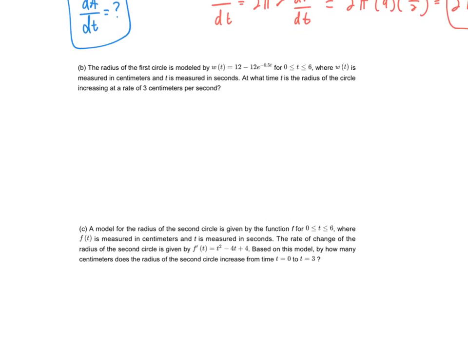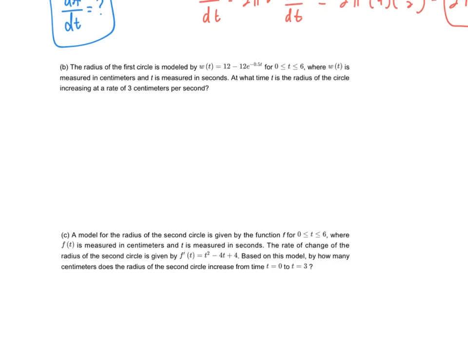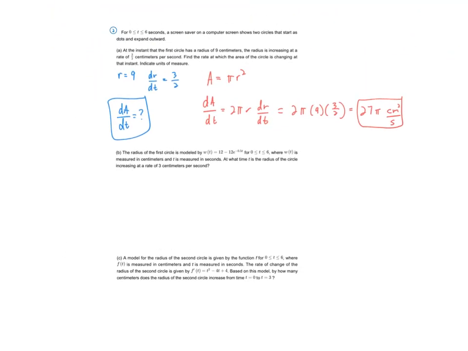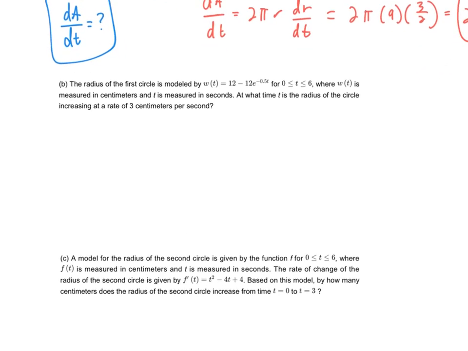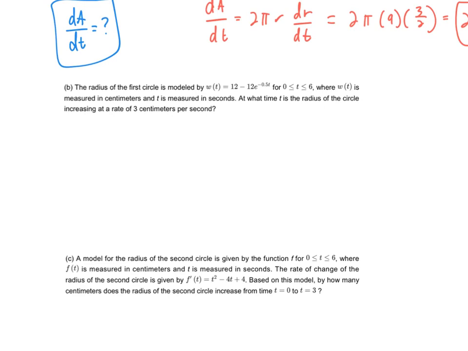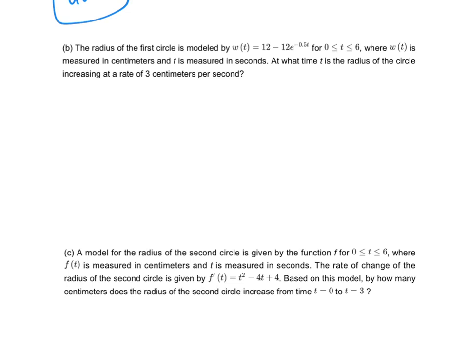Okay, next one. The radius of the first circle is modeled by that now, where W of t is measured in centimeters and t is measured in seconds. At what time t is the radius of the circle increasing at a rate of 3 centimeters per second? So we want to know at what time the radius is increasing at 3 centimeters per second.